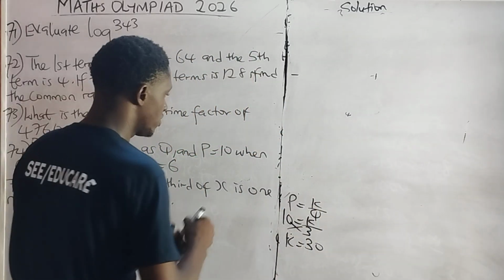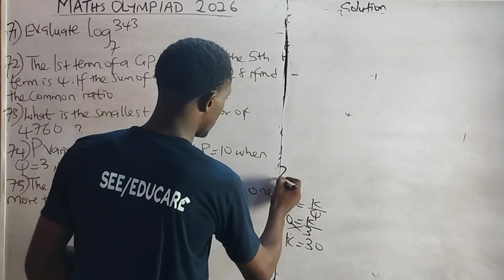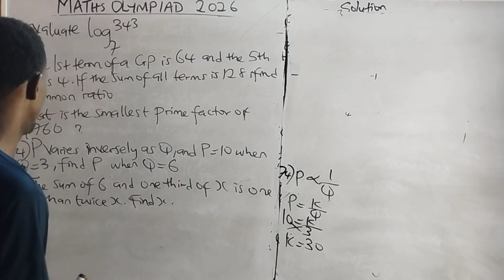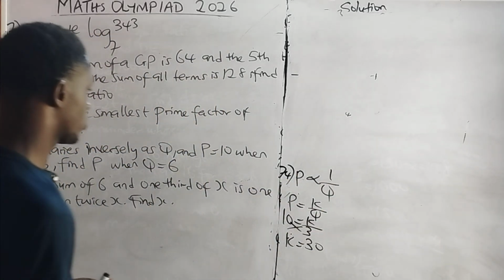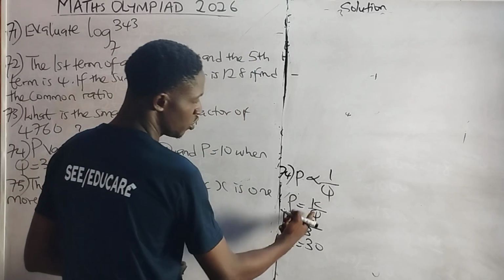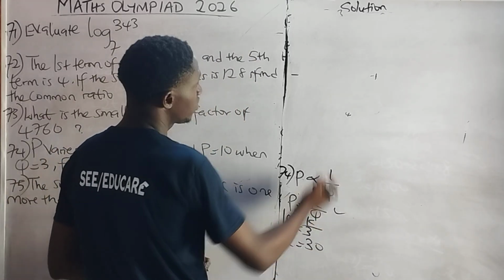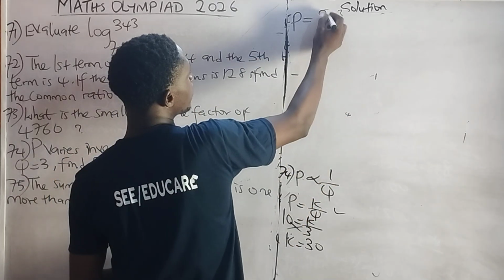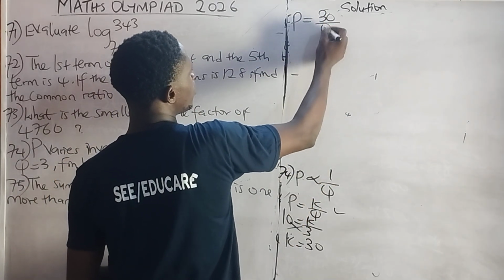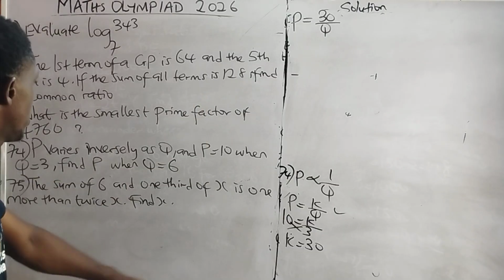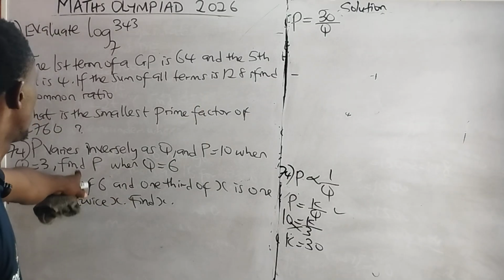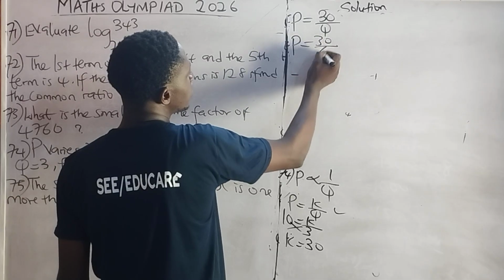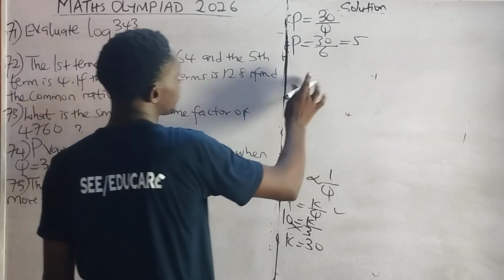So going by this is number 74, that is, P varies inversely. Okay, let's continue. Once you get the constant, you put it here to get a relationship between them. So we have P is equal to, instead of K, we have 30 now. So we have 30 over Q. With this, you can solve any kind of question that will follow. Find P when Q is 6. So P is equal to 30 over 6, which is equal to 5.